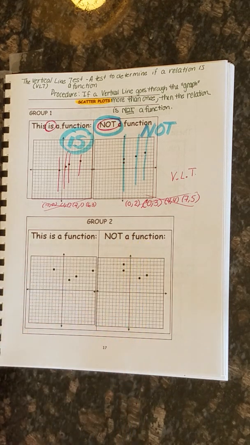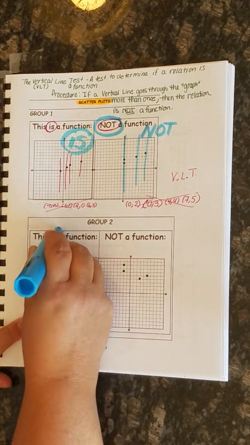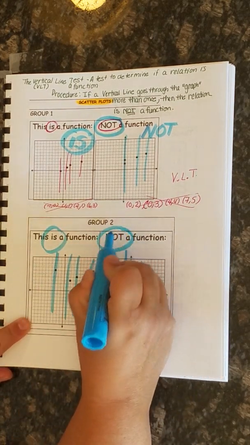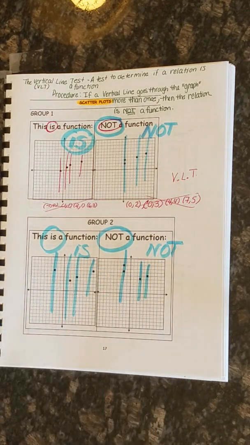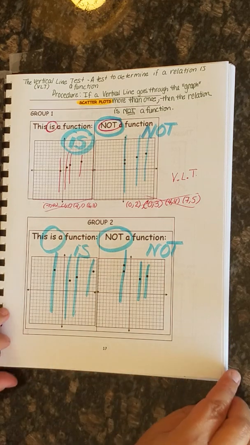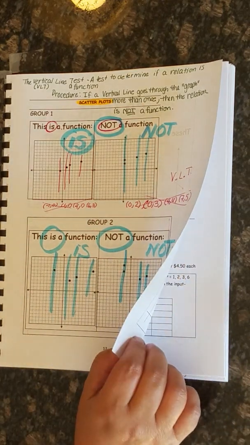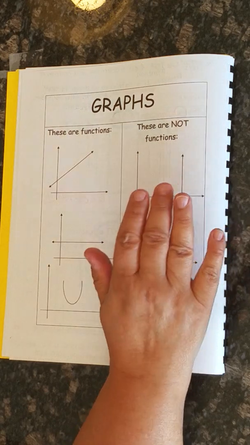Once and once. So this one is a function, once, once, once, once. This one, all of a sudden it's twice. I don't care that those are once. This one's not a function. So is and not. You do the same thing with the graphs. You use the vertical line test. By the way, the vertical line test comes back at the end of the year again when we're doing something called inverses.